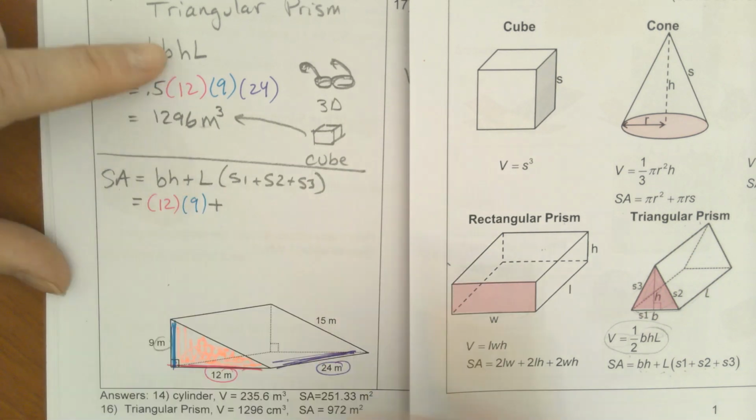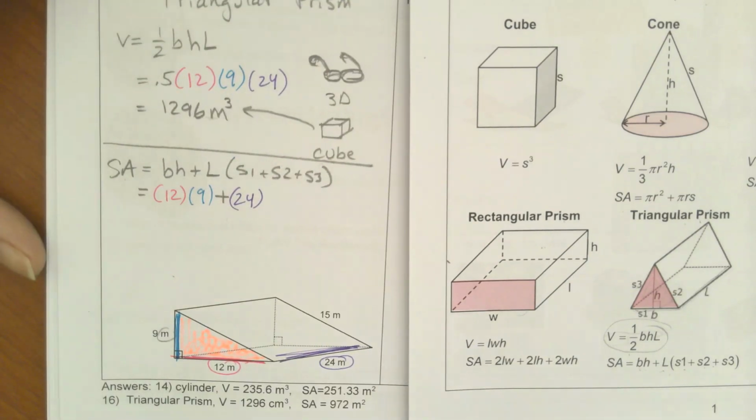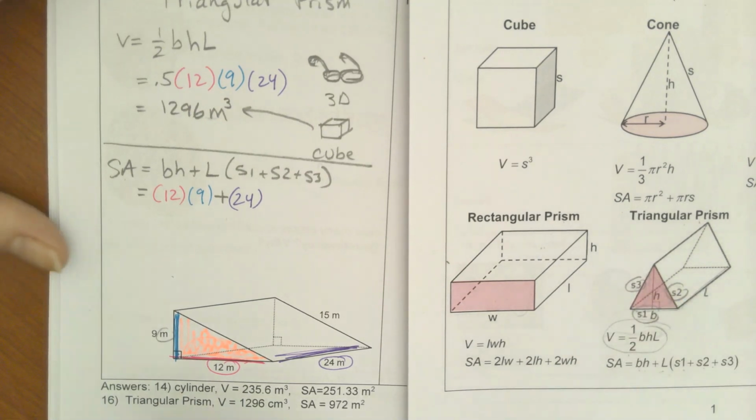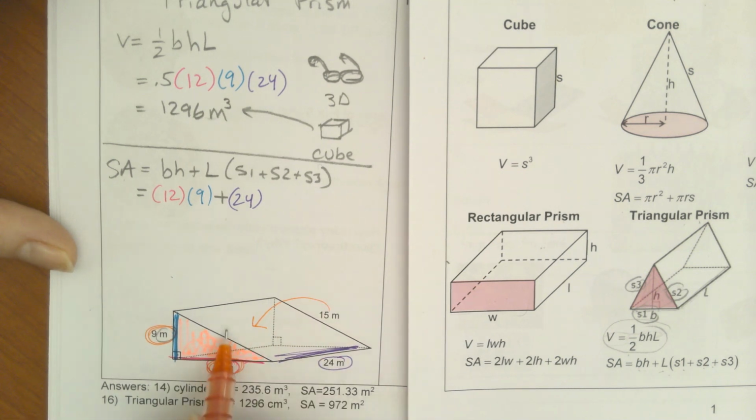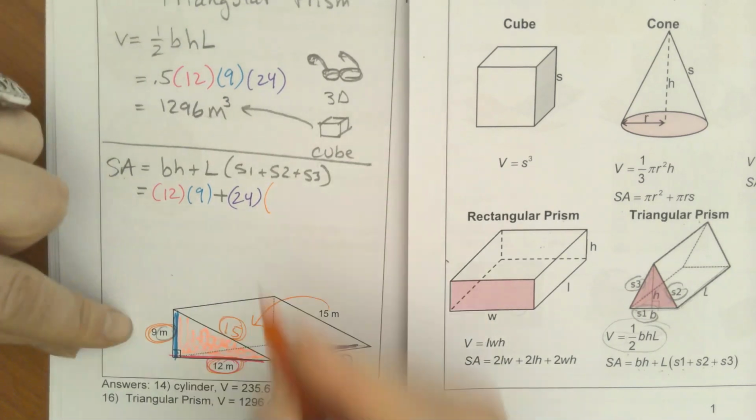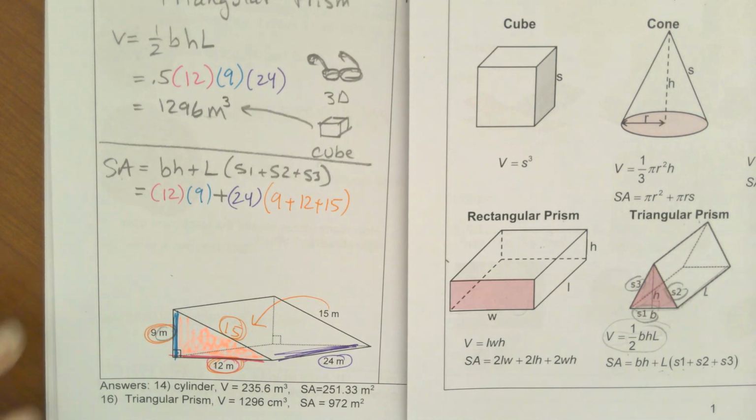Now we have big L. Big L is the length of the prism. So our length is 24. And then these S's are just the three sides of the little triangle at the front. So let's look. Here's one side, one side. Oh, we don't have this one. Oh, it's right here. This one is the same as this one, so we can just move it over and put 15 here. That's the same as this. So now, S1, 9 plus 12 plus 15. Okay, let's put that in our calculator.